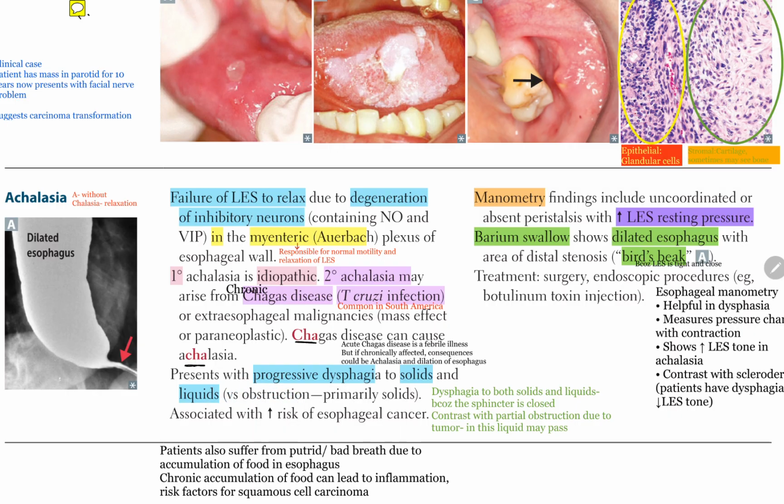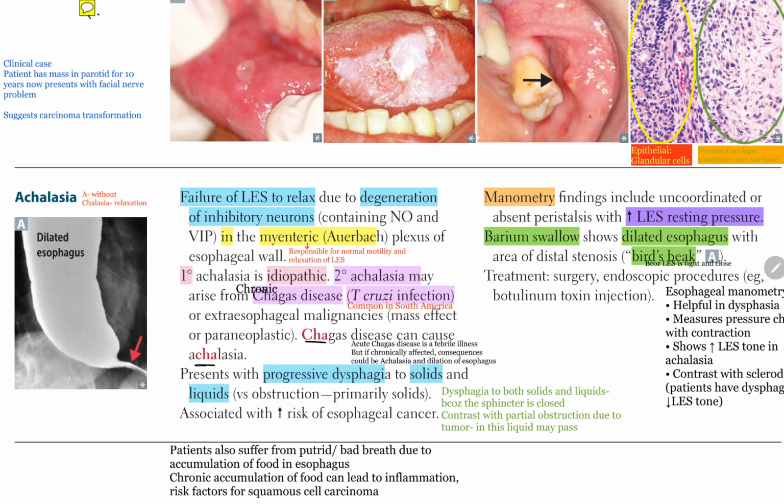Now, it presents with progressive dysphagia. What does progressive mean? Initially there is dysphagia only to solids, but later on it can also lead to liquids, like difficulty drinking. This is opposed to obstruction, in which there is dysphagia only to solids. It is associated with increased risk of esophageal cancer.